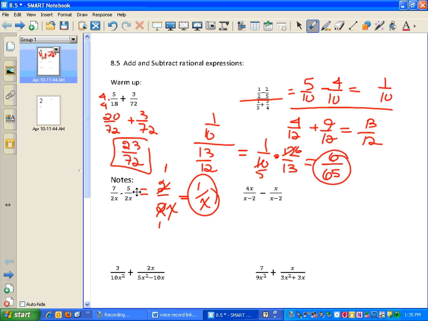Are my denominators the same? You want to sit? No. Oh, okay. All right.